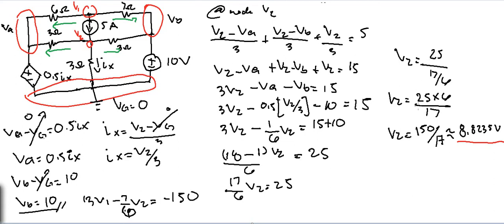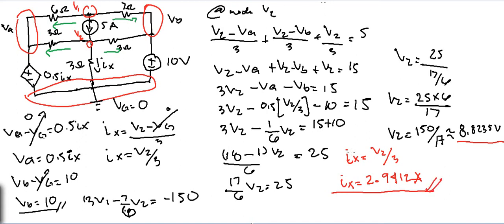So now we have the value for V2. And then, to get Ix, Ix is simply equal to V2 over 3. That's what we were looking for. Dividing by 3, we get 2.9412 ampere. So this is the value we are looking for, Ix.